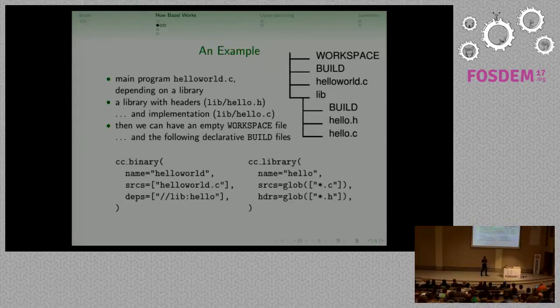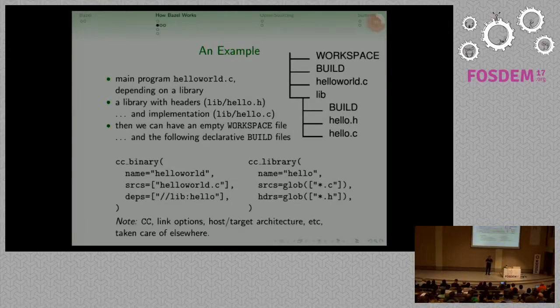In this case, you have a library, start from the top. Next to the C program, you have a build file saying, look, I have a binary, it's written in C. It has a name, this is the source file, and by the way, it depends on that library. And for the library, it's similar, say this is a library, it has a name, and all the C files in that directory are my source files, and all the header files belong to that library.